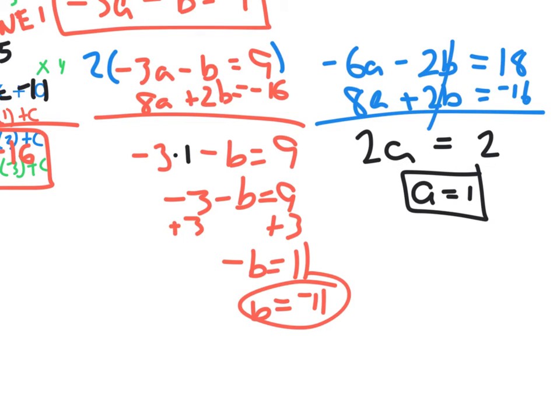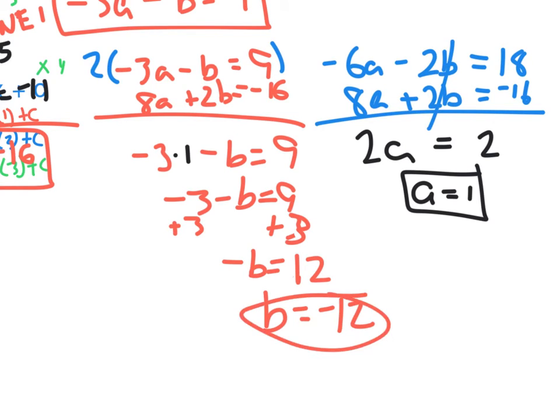Negative 12, my bad. Math teacher cannot add, negative 12. So let me go back to here. 9 plus 3 is 12, not 11, which means b equals negative 12. Thank you. Anyways, we still need the c value.